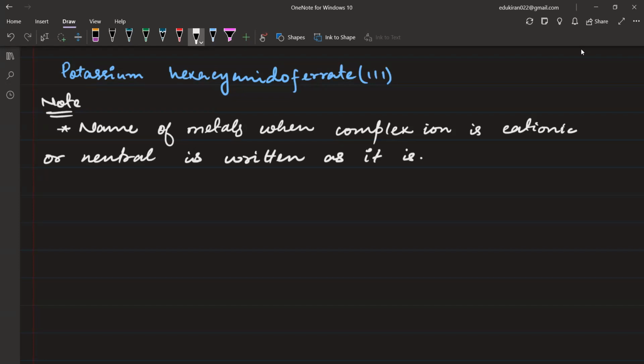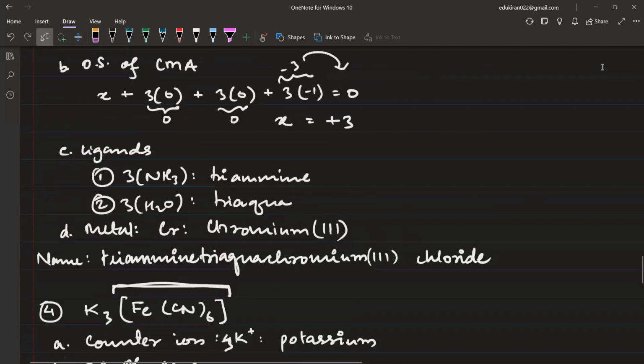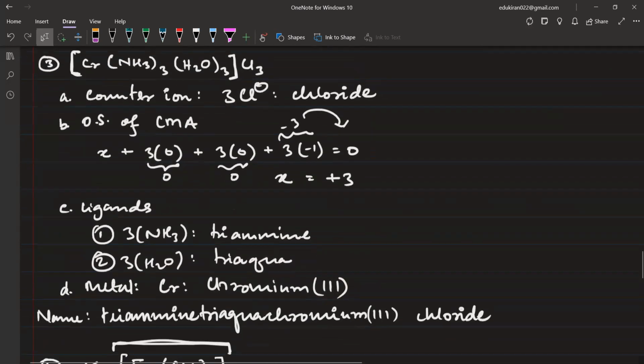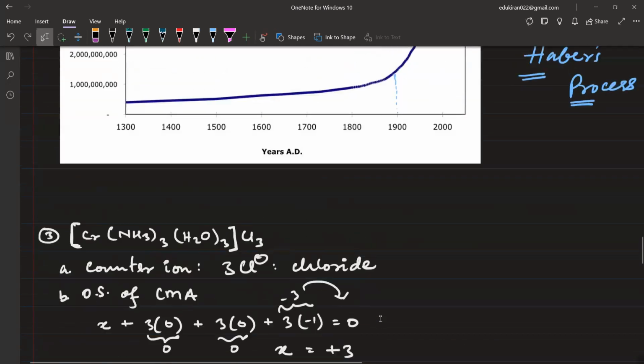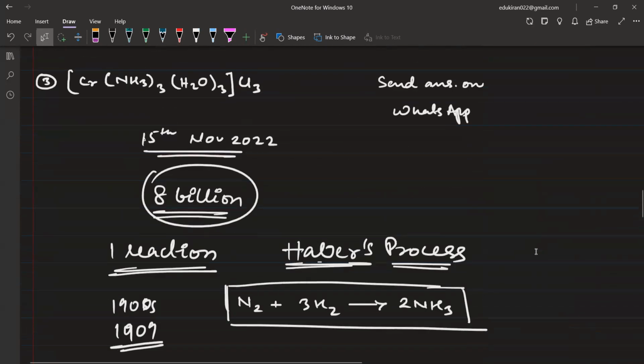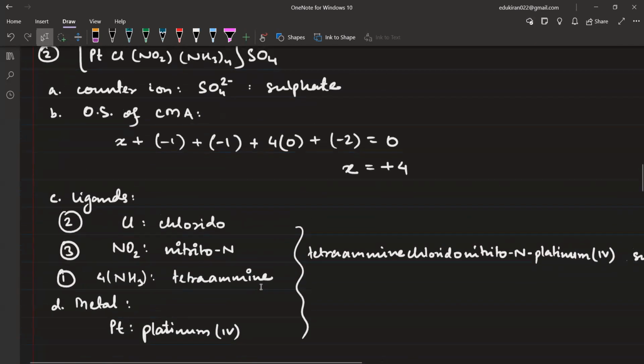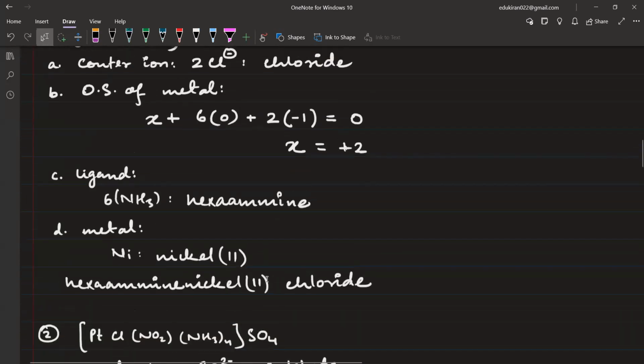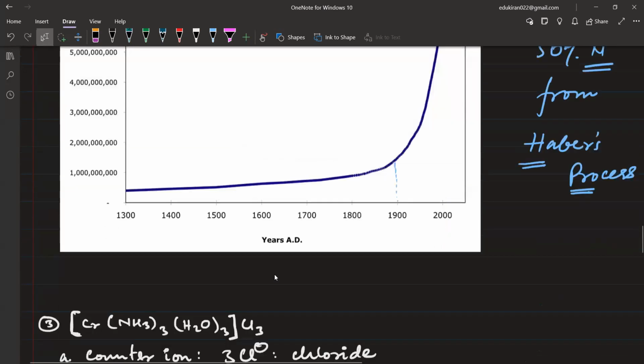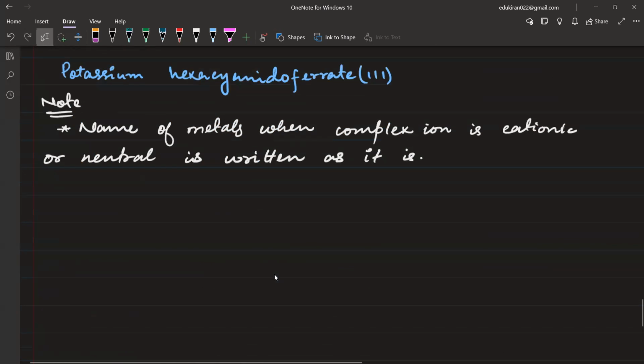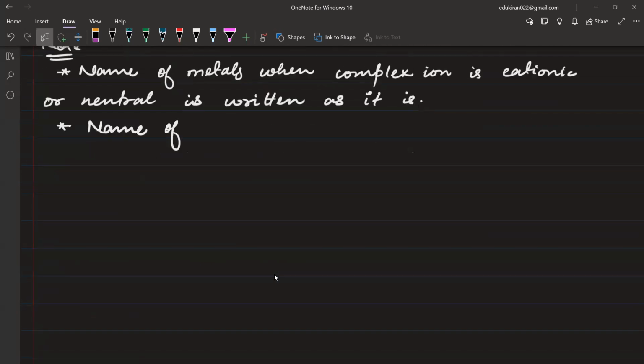If you have Fe, then we write iron, if it is cationic or neutral. In the previous cases, all of these were cationic complex ions, so we wrote chromium as it is, then platinum as it is, then nickel as it is. No change in that name. Next line you write: name of metals.